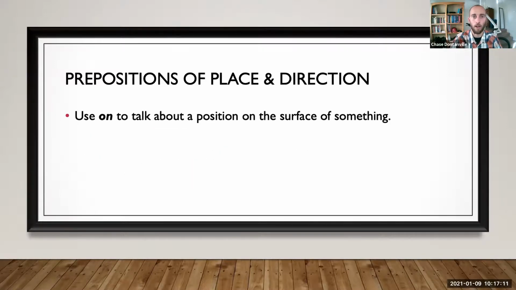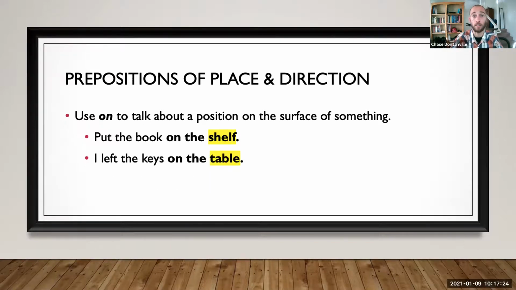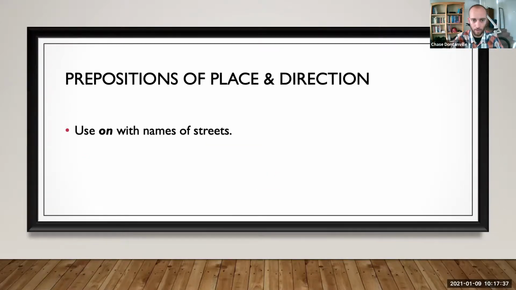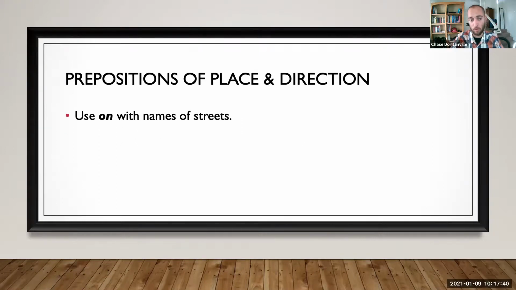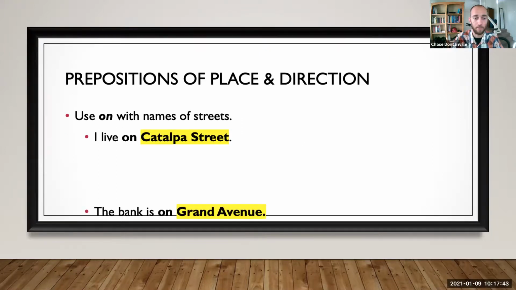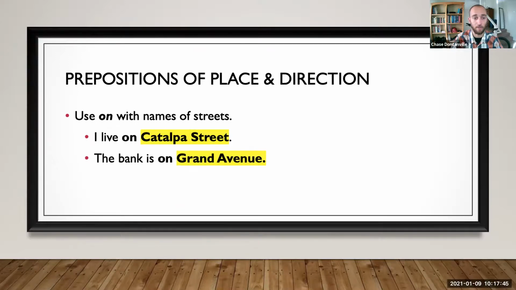On. So use on to talk about a position on the surface of something. Okay. So put the book on the shelf. For example, behind me, on the shelf. I left the keys on the table. So again, here's the table, on the table. The dog is sleeping on the couch. Okay, he is on the couch. And we use on with the name of streets. So I live on Catalpa Street. The bank is on Grand Avenue. Okay, so when you give the street, use on.